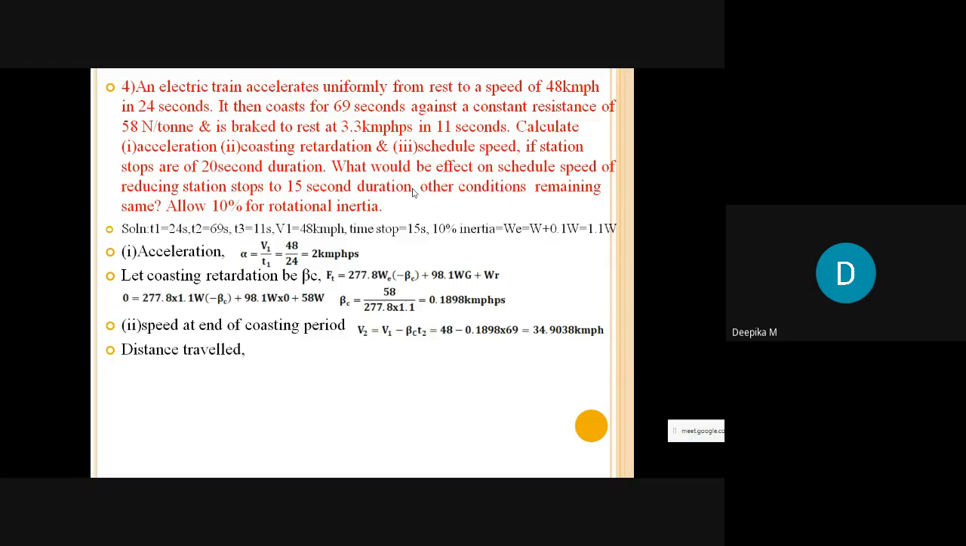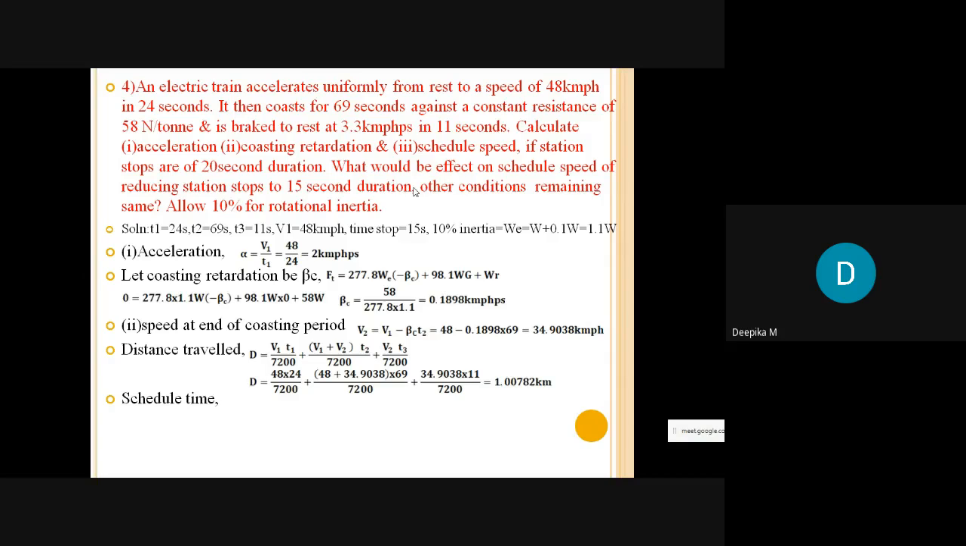We also have to calculate the distance traveled. This is the formula we have derived in the quadrilateral type of curve. I'm using this formula because I know V1, V2, T1, T2, T3. So let us substitute all the data. Hence, you'll get the distance 1.00782 kilometer.